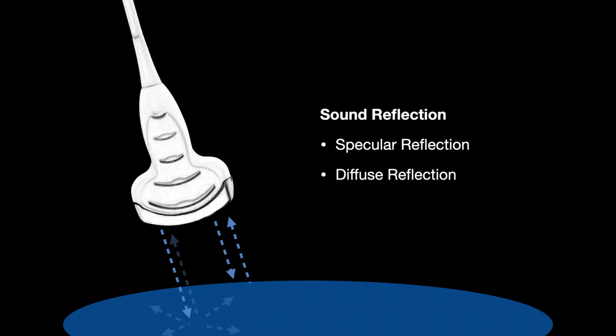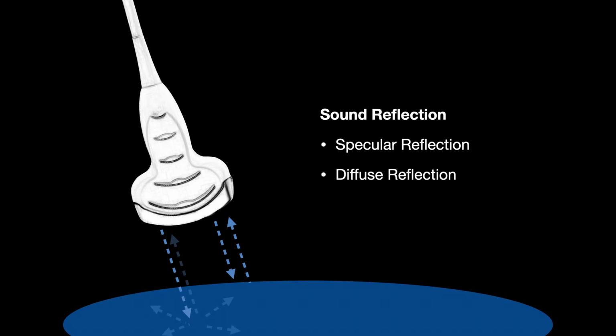There's the specular reflection and the diffuse reflection. Specular reflections, think a mirror, reflect sound waves in a very robust way in a very singular direction, and the result is kind of a bright line. So think about the pleura or the diaphragm or different fascial planes. Those are specular reflectors. Whereas diffuse reflectors reflect sound in different directions. Think of the liver, the kidney, or the spleen, these different tissues that we're going to interrogate.